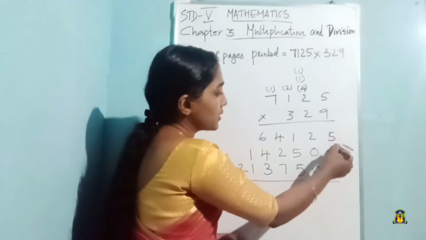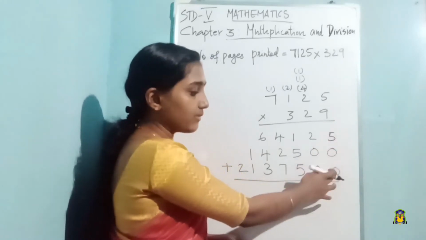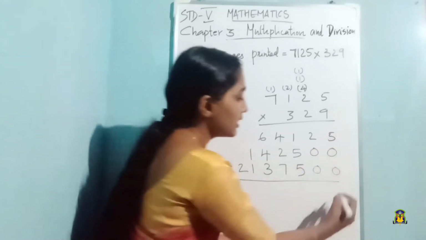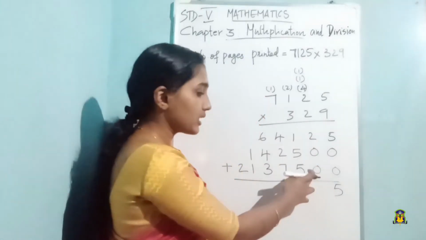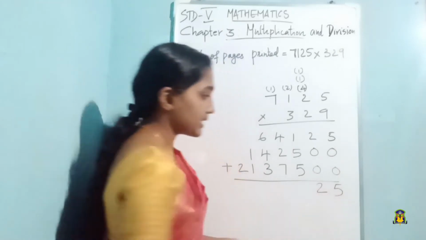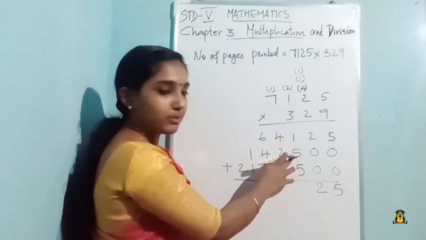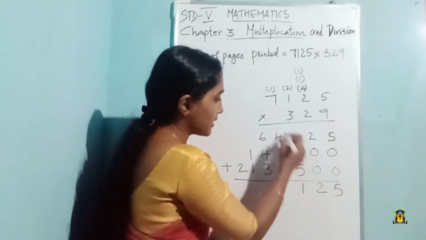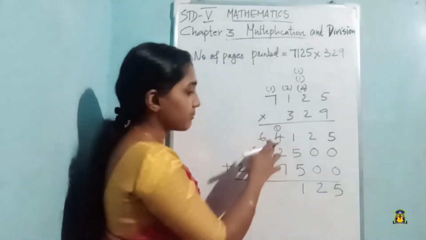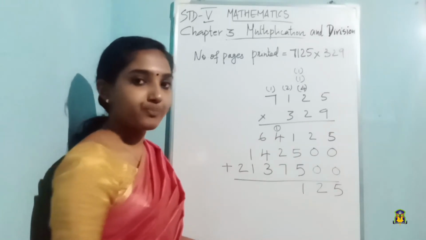Okay, so on adding, 5 plus 0 gives 5. Again plus 0. 5 plus 0, it's 5 itself. 2 plus 0, it's 2. Again plus 0 gives 2 itself. 1 plus 5, it's 6. 6 plus 5 gives 11. So it's 1 here, and 1 is carried. 1 plus 4. 1 plus 4 is 5.